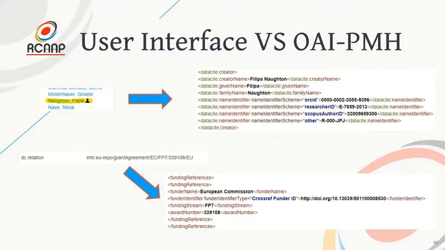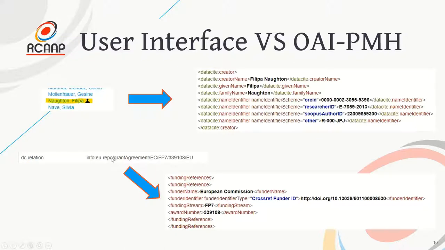So for example, when on your repository you have here a person that is identified with this little icon, it means that this is an entity. And this entity on the user interface is shown this way, but when we go to the OAI-PMH interface, we have the different forms of the name and also the different identifiers that are available for that particular person.